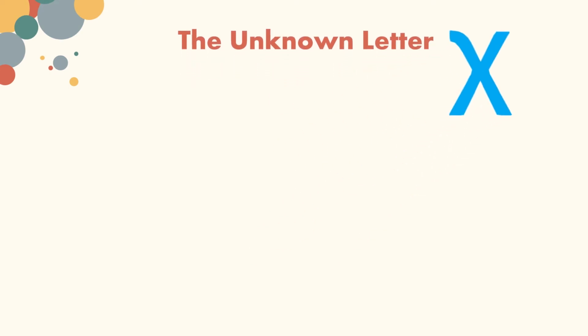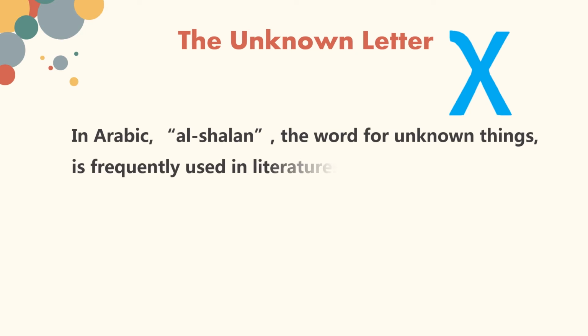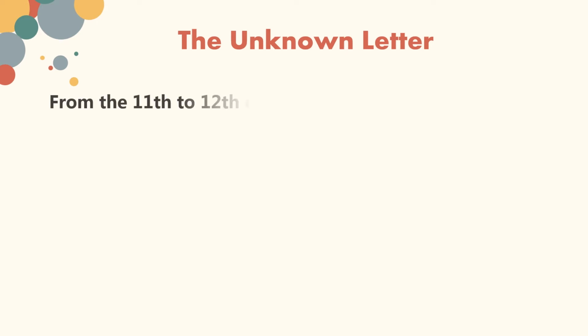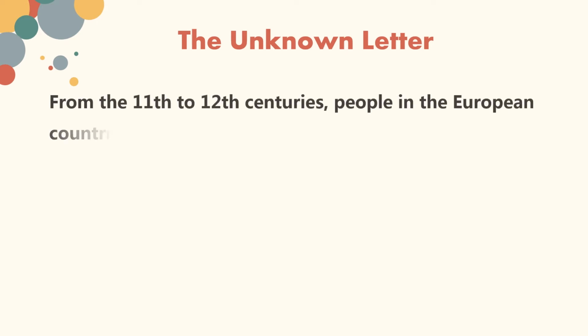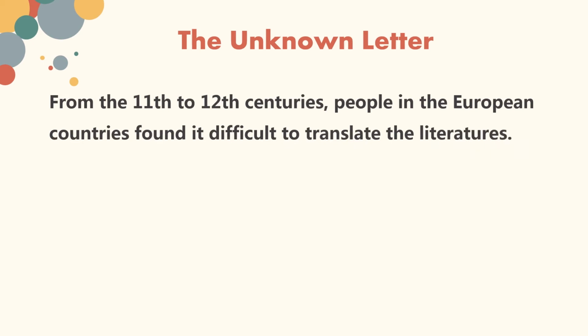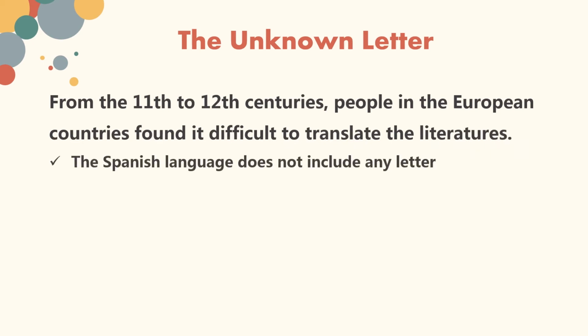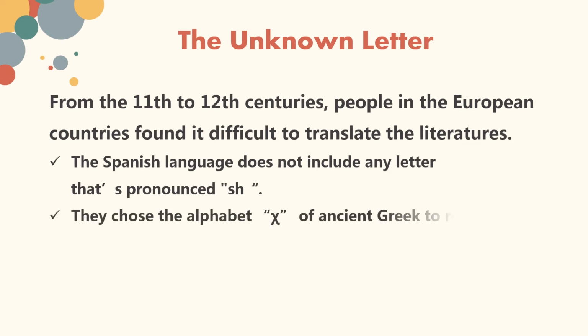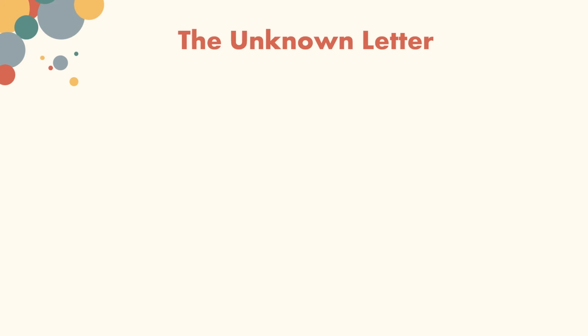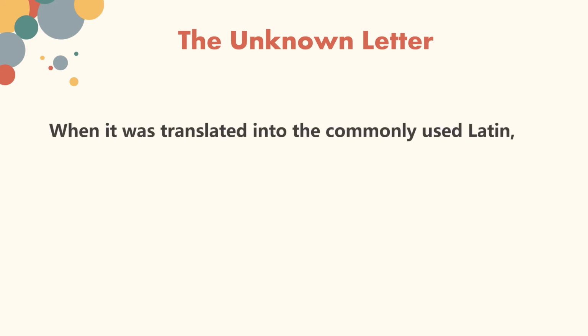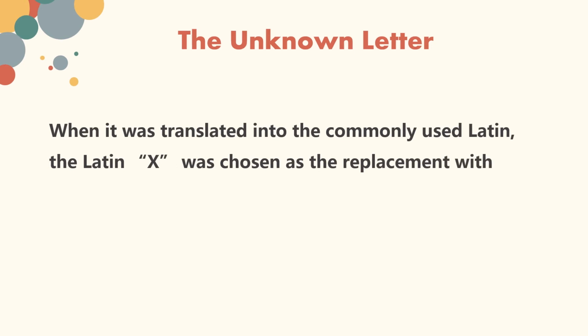In Arabic, "shalan", the word for unknown things, is frequently used in literature, and its pronunciation begins with "sh". From the 11th to 12th centuries, people in European countries found it difficult to translate the literature. For example, the Spanish language does not include any letter that is pronounced "sh", so Spanish speakers were unfamiliar with this phonetic sound. So over time, they chose the letter Chi of ancient Greek to replace the Arabic "shalan", with the pronunciation "Chi".